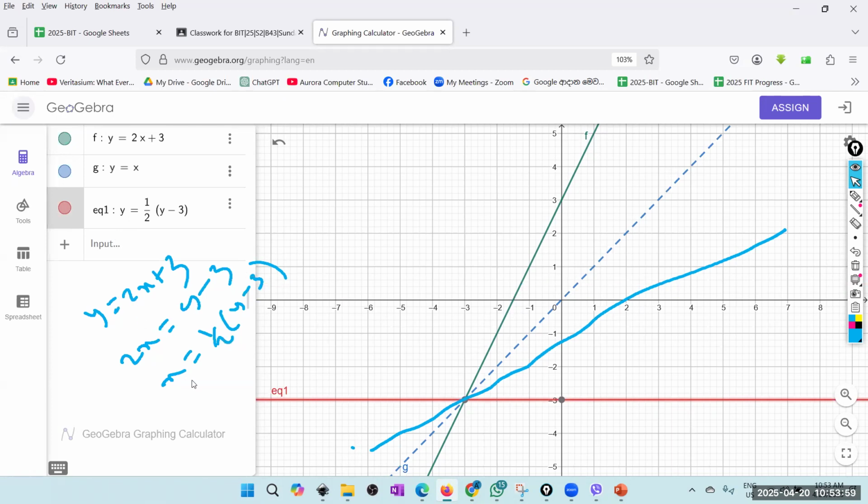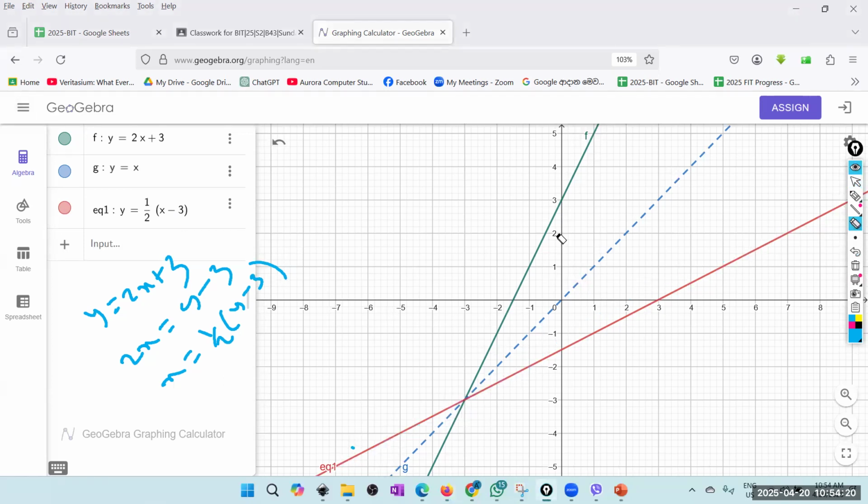2x equal y minus 3. X equal half of y minus 3. So this must be x. Right. You can see that is the mirror image. So this line is the mirror image of this line. And this is y equal 2x plus 3. And this is y equal half of x minus 3, because this is the inverse. So the inverse is the mirror image on this. Okay. And there are some interesting mirror images.